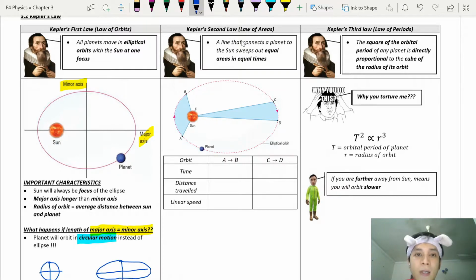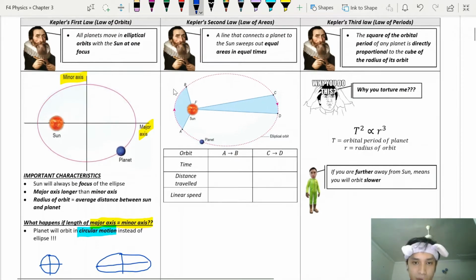Okay, the second law, which is the law of areas. Now, this is the part where a lot of people will get confused. They might not really understand what is going on right here. Of course, I do not wish to dwell on this definition here. A line that connects a planet to the sun sweeps out equal areas in equal time. Oh my god, even I don't understand what it's trying to say.